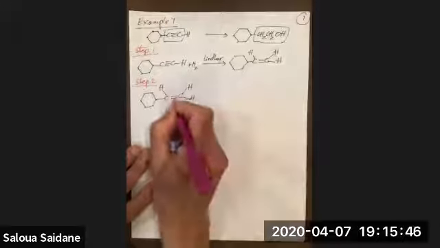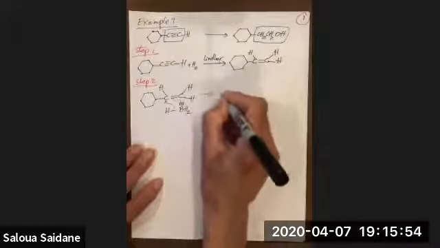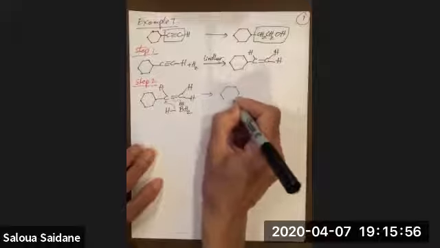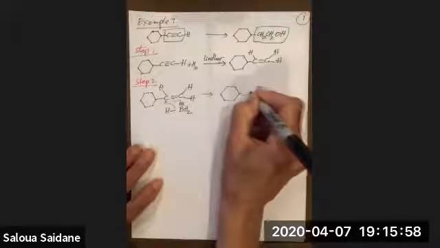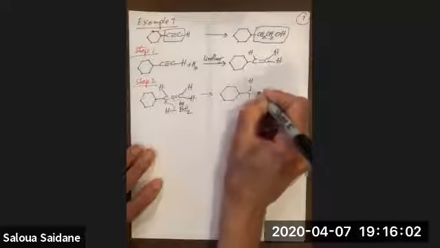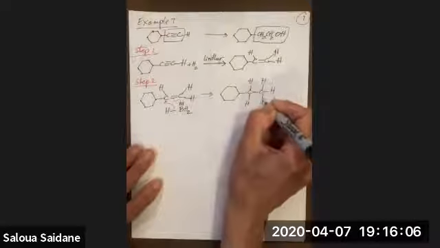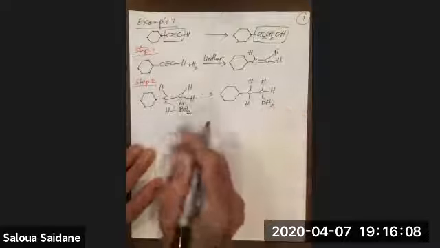So this adds here, and it's called a concerted mechanism, meaning it happens at the same time and on the same side, which is a syn addition. So we have an H here, an H here, C, H, H, and then BH2. So that's called hydroboration.